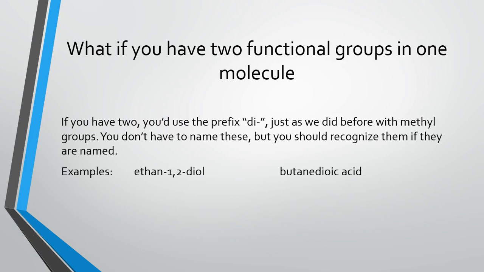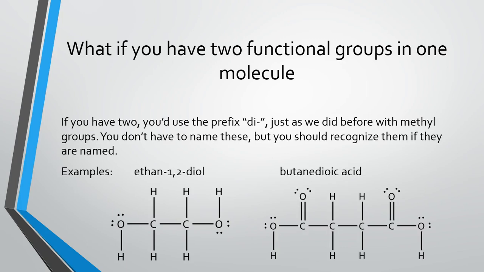So let's just look at two examples. Ethane-1,2-diol. It's ethane with hydroxyl groups on either end, and butanedioic acid. So that's butane with two carboxyl groups, one on each end. Okay? So again, you're not going to have to be able to name these per se, but you should be able to recognize them if they're named.